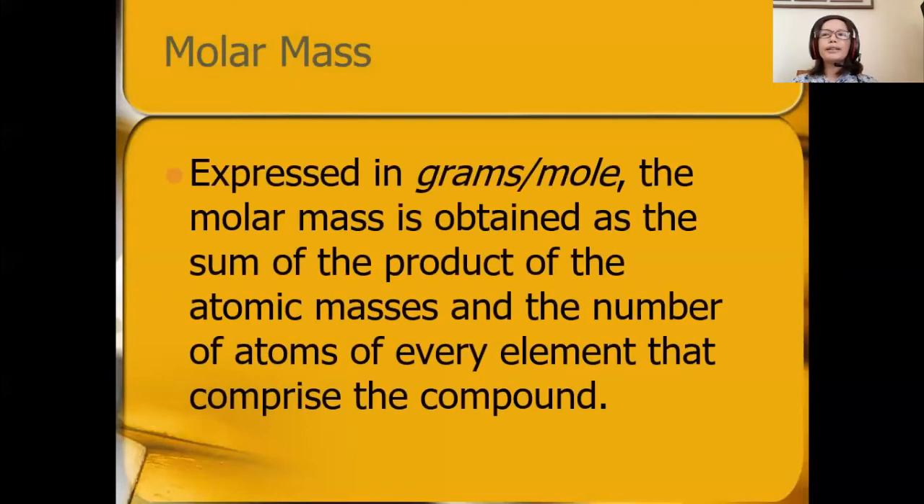So molar mass is expressed in grams per mole. This is the mass obtained as the sum of the product of the atomic masses and the number of atoms of every element that comprise the compound. So after learning how to write the chemical formula of the compound, we are to get the molar mass or the mass per mole of the compound, and this is expressed in grams per mole.